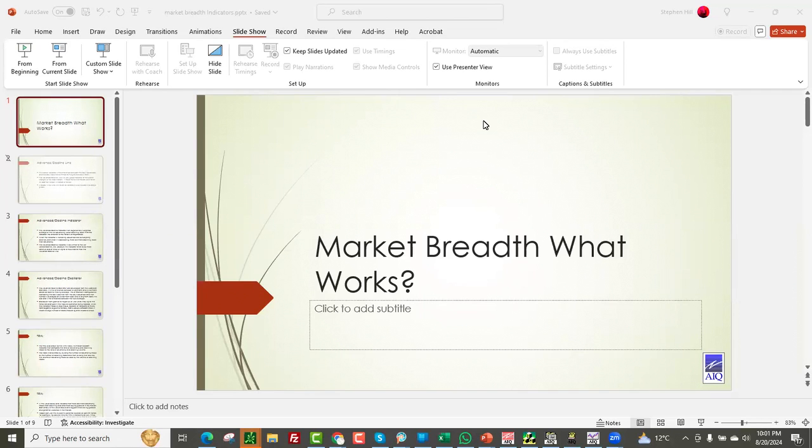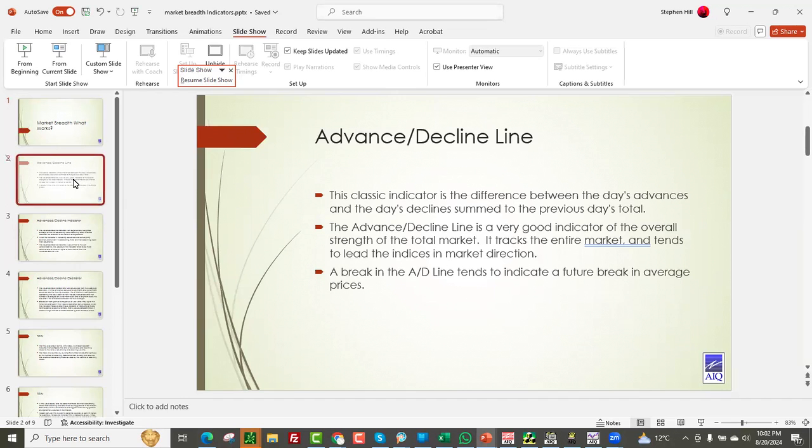For ease of use, since I'm going to be switching between PowerPoint and the charting area, I'll keep the PowerPoint presentation within the app rather than on full screen. So first off, I wanted to start with two indicators, the advance decline line and the advance decline indicator. Let's just have a review of those two indicators and we'll see which of these seem to work best as a tool for defining when the market is likely to change direction.